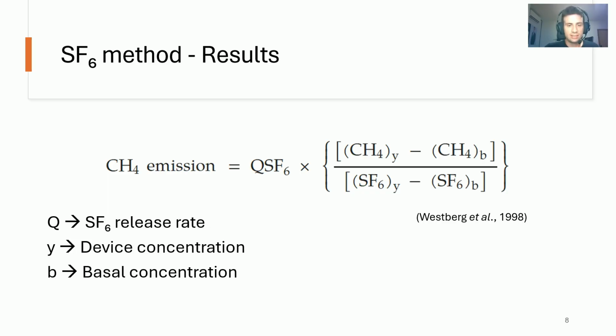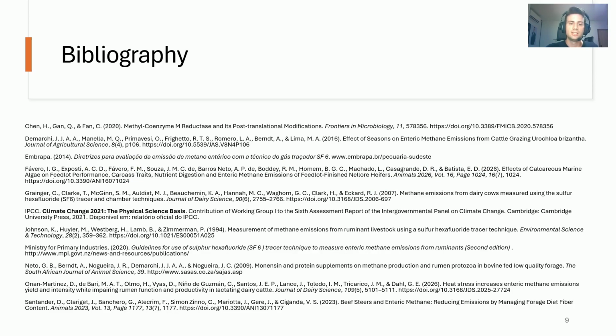With this data, it's possible to estimate the total enteric methane emission by multiplying the SF₆ release rate from the permeation tube by the ratio between the methane and SF₆ collected in the canisters, with both gases corrected for the background concentrations in the environment. This is the bibliography used.